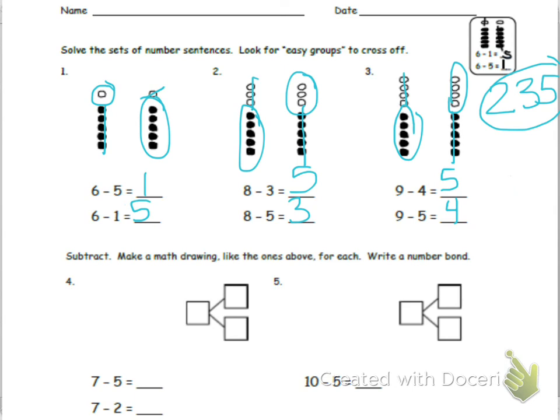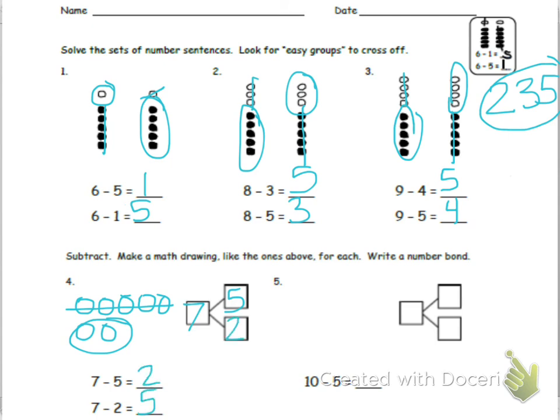Now, let's look at this one. It says make a math drawing, and then you're going to do your number bond. So 7 minus 5. 1, 2, 3, 4, 5, 6, 7. Take away 5. Circle 2. So 7, 5, and 2 are my parts.